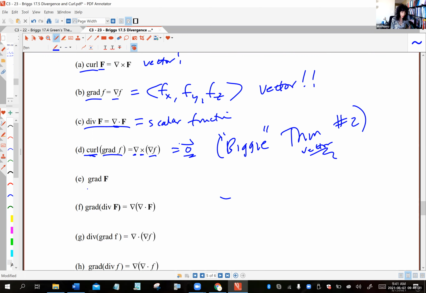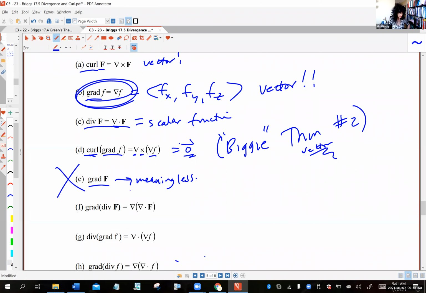Now, what about the gradient of a vector field? Can you take the gradient of a vector field? No, you cannot. That is meaningless garbage. You can only take the gradient of a scalar function and have it be meaningful. So be careful. That's yucky.